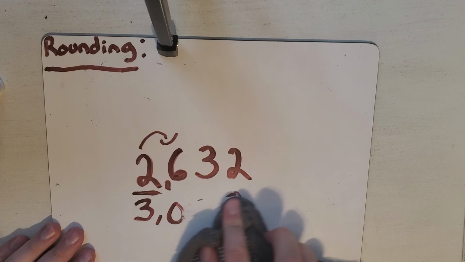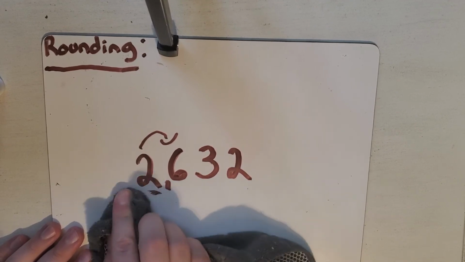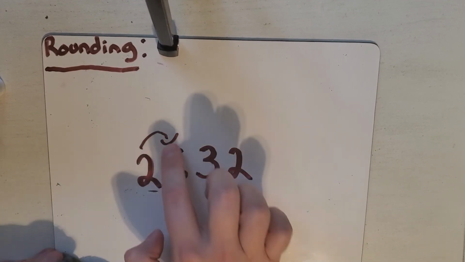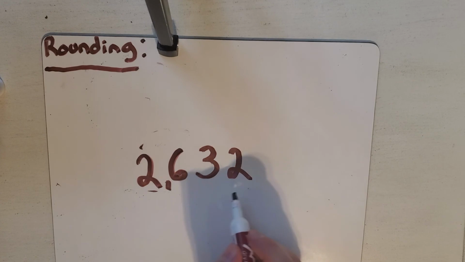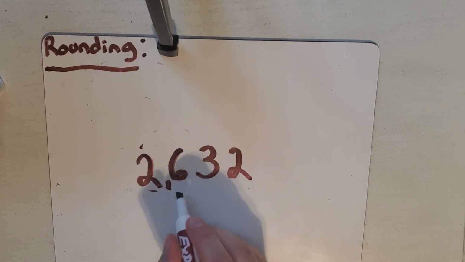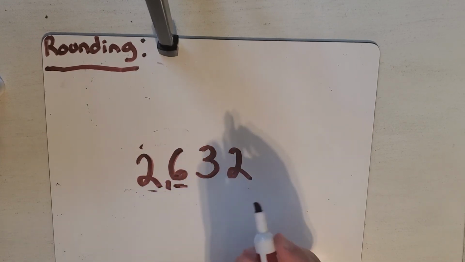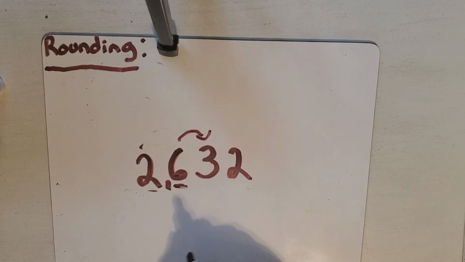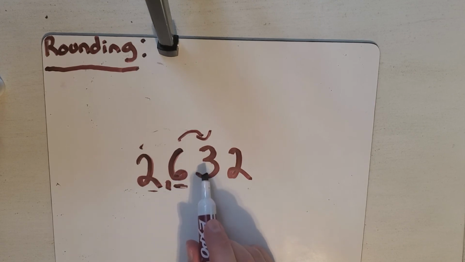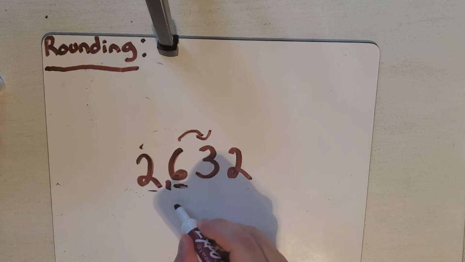If I wanted to take the same number and the question asked me to round to the nearest 100, well, I got ones, tens, hundreds, so I'm going to underline my hundreds. I'm going to look at my number next door. If the number next door is more than 4, add 1 more. Is my number next door more than 4? No. So since it's not more than 4, my underlined number stays the same.